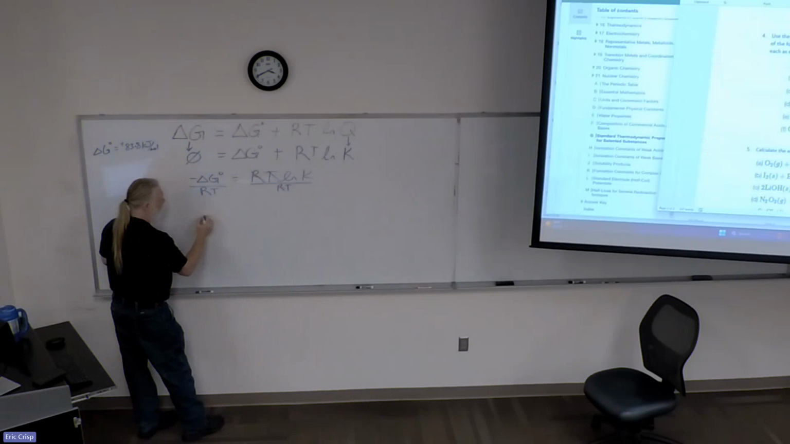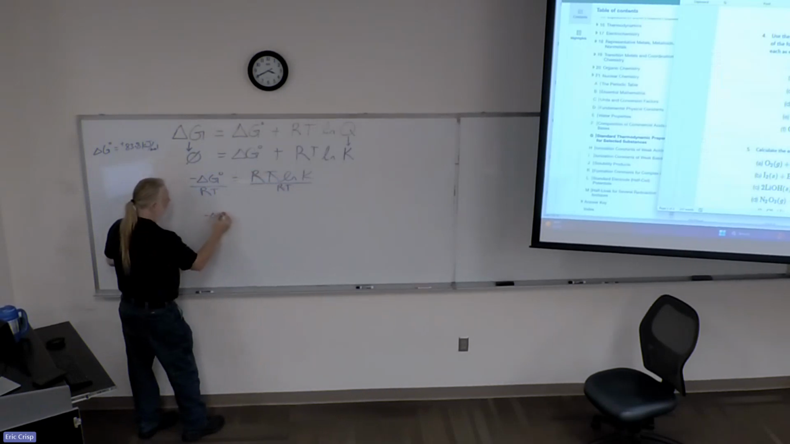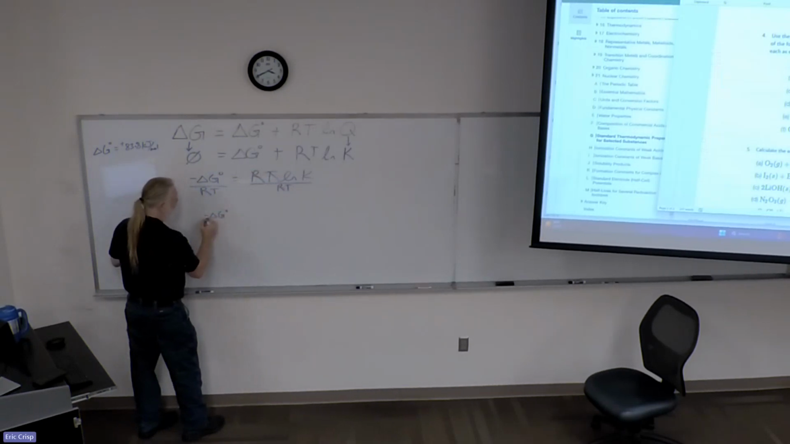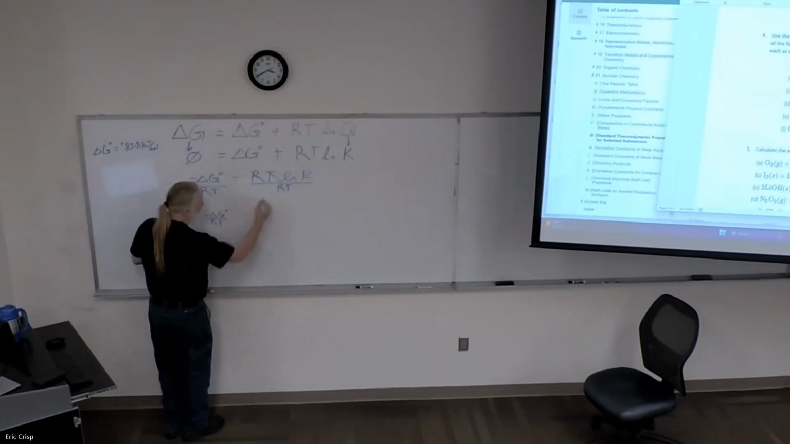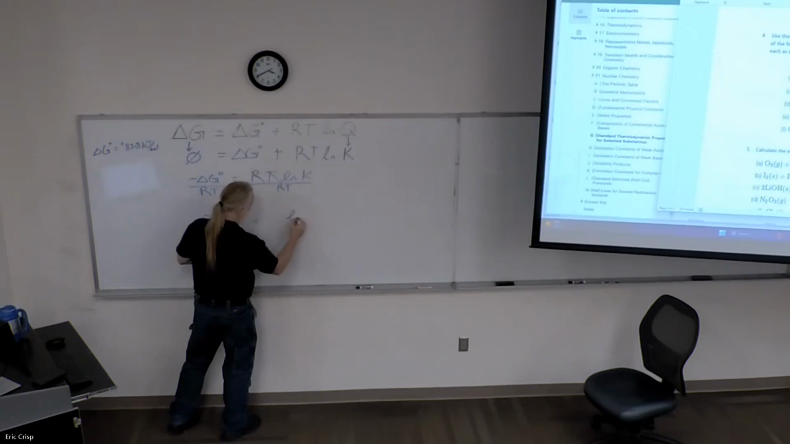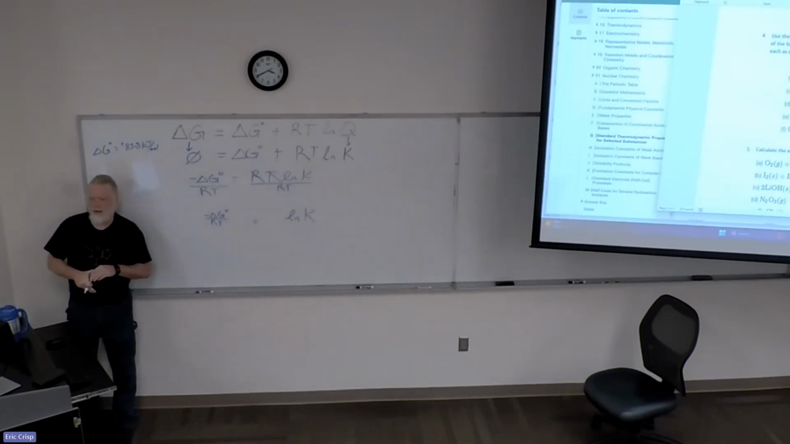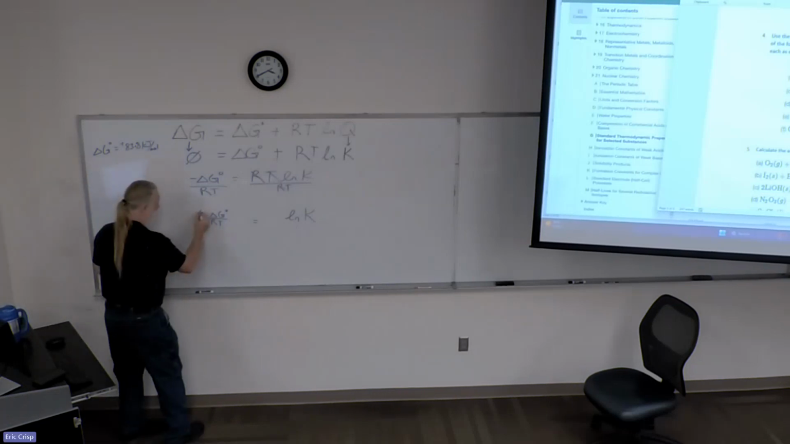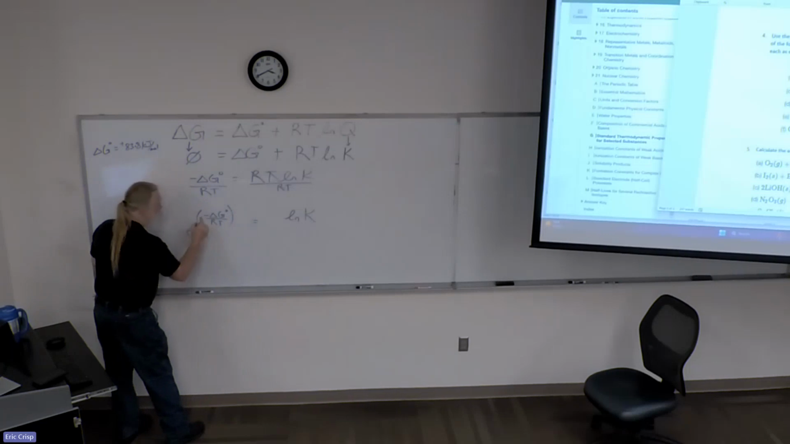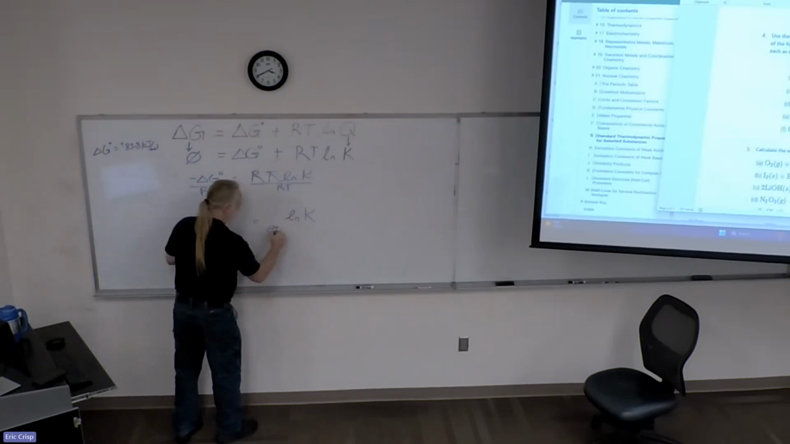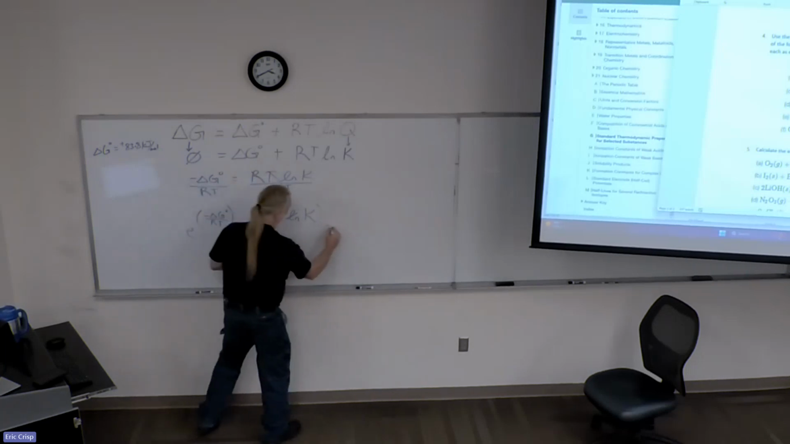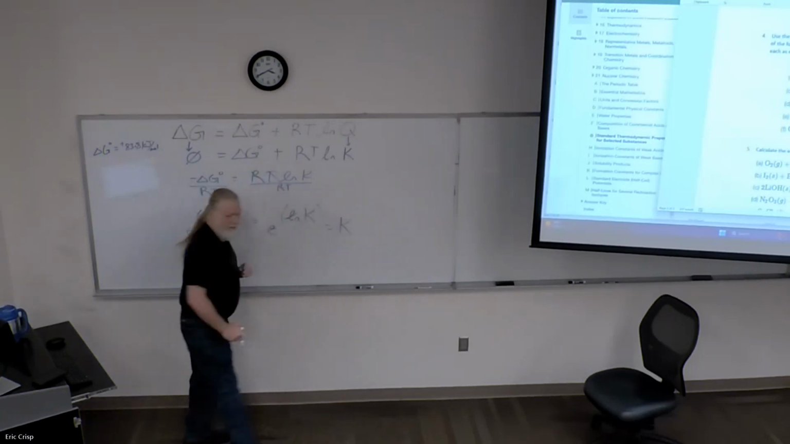All right, so now we are at negative delta G naught over RT equals ln K. How do you undo a natural log? I'm going to take e and raise it to this, and e and raise it to this. And this part cancels out, leaving the K. Right?